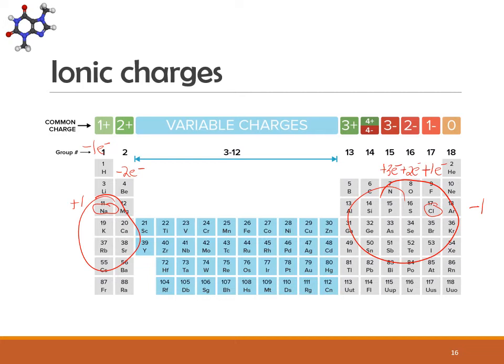Some metal elements can form more than 1 possible charge. For example, iron can have a charge of either 2 plus or 3 plus. Lead can have a charge of either 2 plus or 4 plus. As you become familiar with these monatomic ions, remembering what charges they characteristically have will be easier.